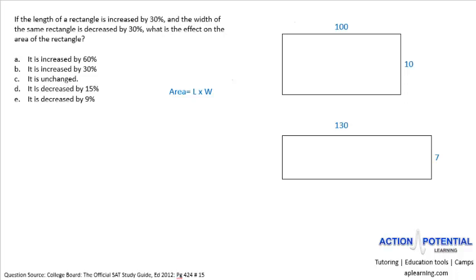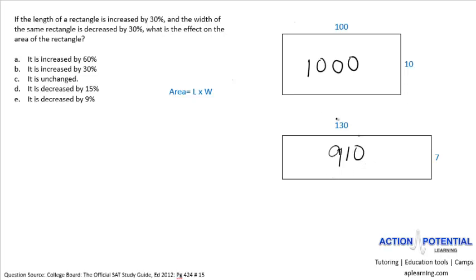Now, since we want to know the effect on the area of the rectangle, I've got my two rectangles here. I've got the original rectangle and the final rectangle after some changes occurred. We can calculate the area for each one. So here, 100 times 10, which is the area of the length times the width, is 1,000. And the area of this rectangle is length times width, and 130 times 7 is 910. So when we're looking at the area, we can see that the area has definitely decreased from our original figure, right? So the original figure was 1,000. When we put these changes into place, now the area is 910, so that area has decreased.